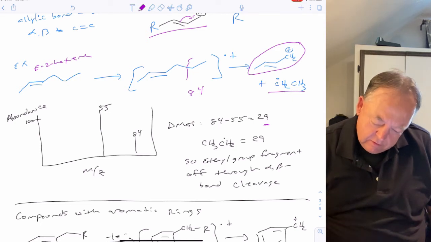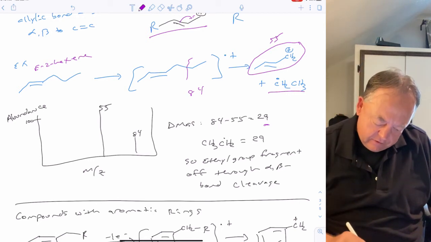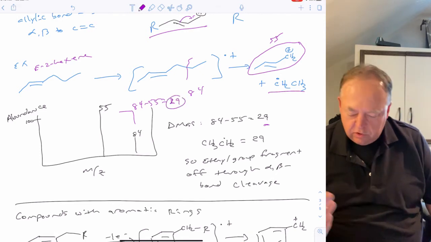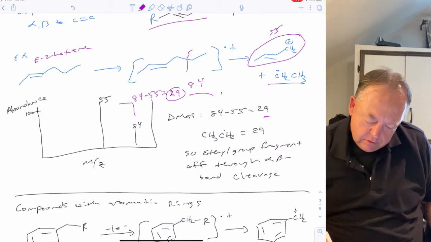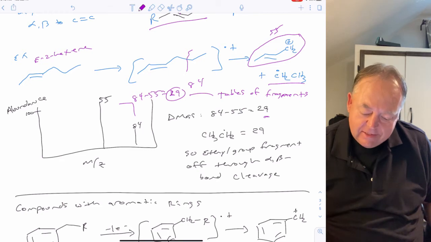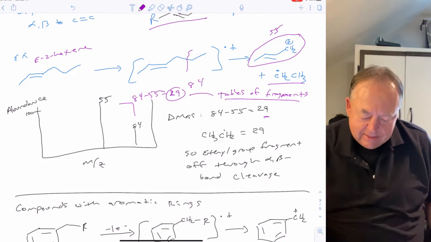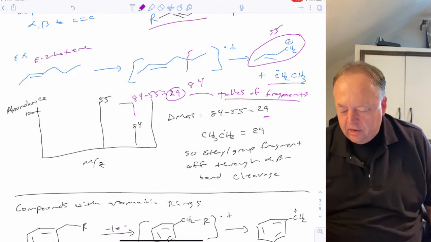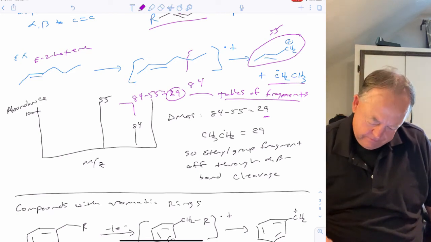And this allylic cation has a mass of 55, so if you took the 84 minus 55, you get 29. So you would know an ethyl group broke off of the molecule. So there are databases that have tables of fragments. So if you can calculate the mass difference, and then you can look in these databases, you can figure out what broke off of your molecule, and that's how you can get structural information about your molecule.